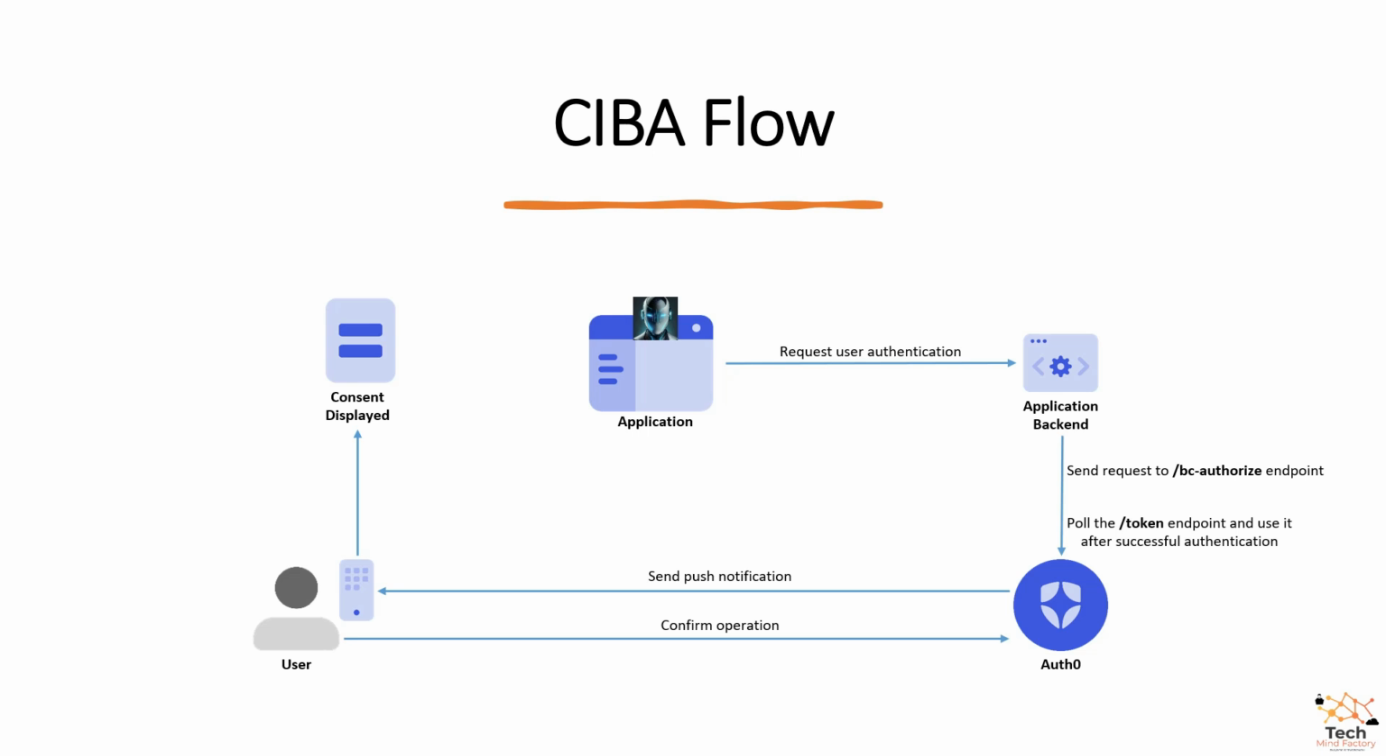An important thing is that until the user confirms this specific operation, the backend will poll the token endpoint and use it after successful authentication. Okay, so there is this polling implemented, and the backend application is checking with Auth0, like, hey, tell me whether the user accepted or rejected this specific authentication or authorization request. And then once the user approved the operation, from the token endpoint the application is receiving the token, like an ID token and access token, and then the application, or to be more specific, the AI agent, can proceed with the specific operation.